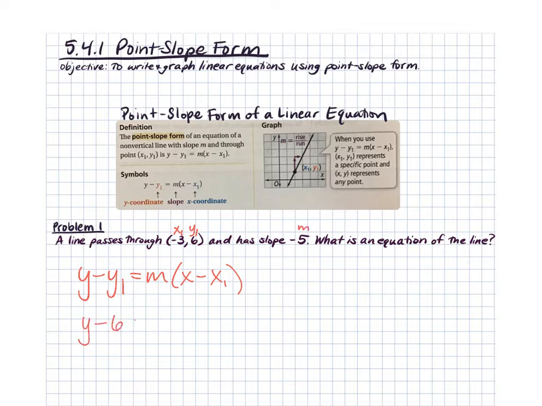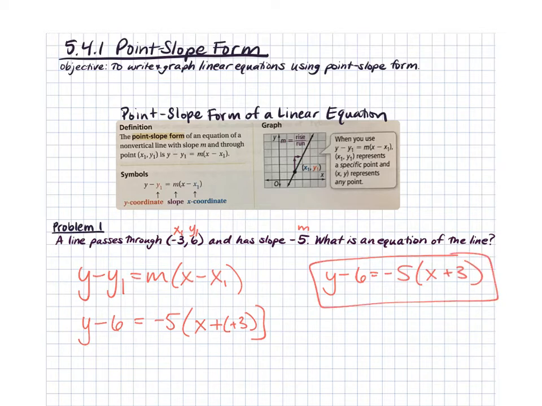Y minus 6 equals -5 times x minus -3. And so minusing a negative is, in essence, adding. So this would be y minus 6 equals -5 times x plus 3. So you just need to be careful in these negative ones. You're going to be subtracting a negative, which turns it into a positive. So when you see a plus, you should think negative. When you see a negative, you should think positive.